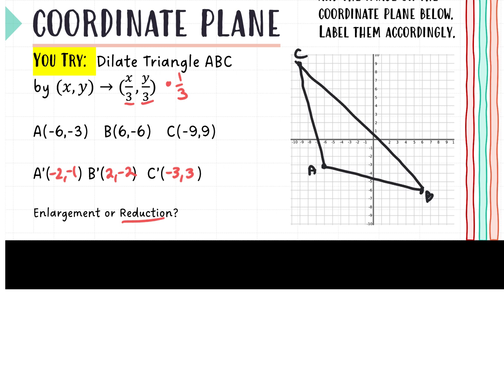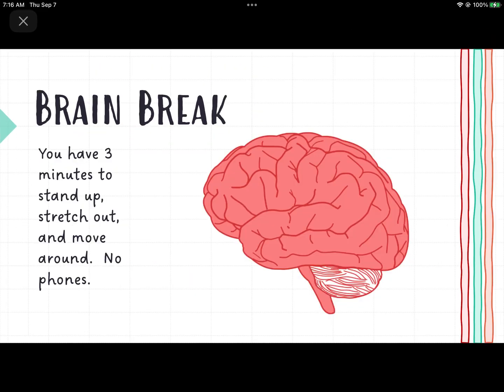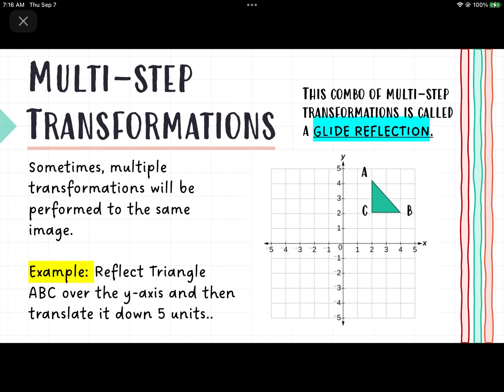All right. I have calculated my 3 new points for my image, and I'm going to graph them. Negative 2, negative 1. That's my new A prime. 2, negative 2. That's my new B prime. And negative 3, positive 3 is my C prime. Okay. And we got a nice little triangle nested inside the other. How wonderful. All right, next slide, brain break. We don't need that. Let's keep watching.